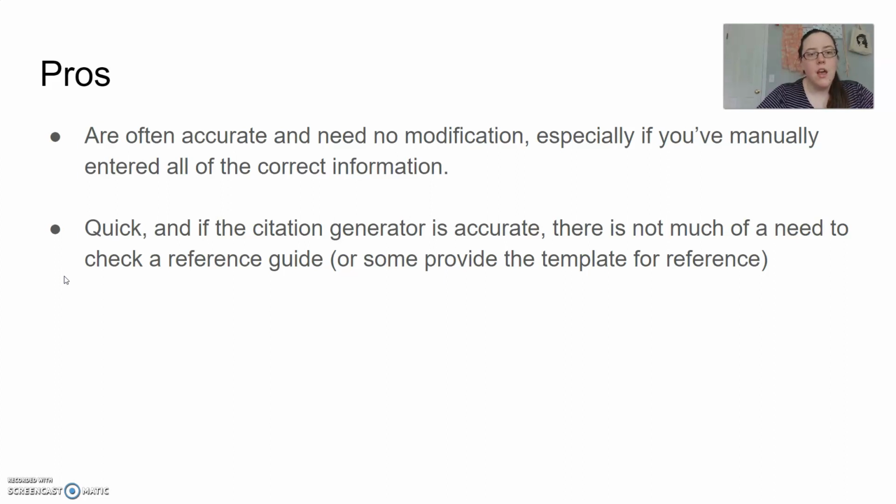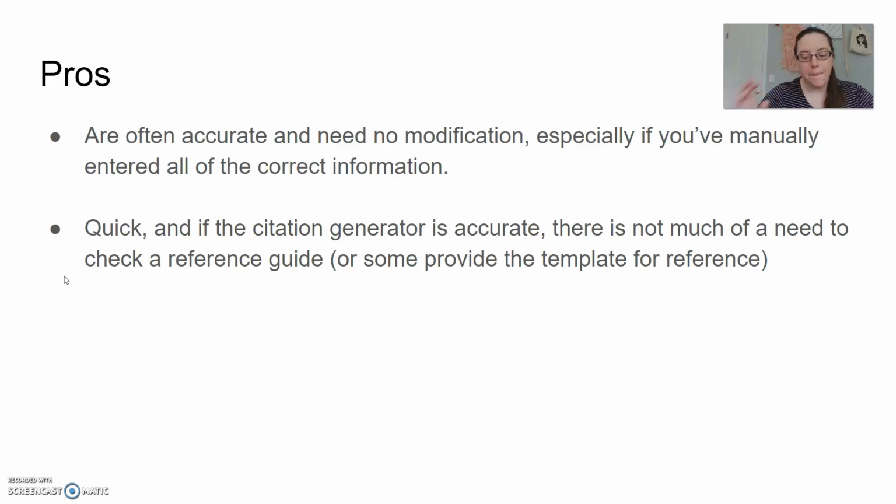The other thing, of course, is that the citation generator is accurate, and so it's quick. And because it's quick and accurate, hopefully, right, it's not always, we'll see that in the next slide, then there might not be any reason to check a reference guide, or even to the point of some providing a template for you. And so you can check the template based on the citation that's been generated and just make sure that it looks correct. So again, even though you are technically checking a reference, it's moving more quickly because you don't have to go and search for a reference guide online and then find exactly the source that you're looking for.